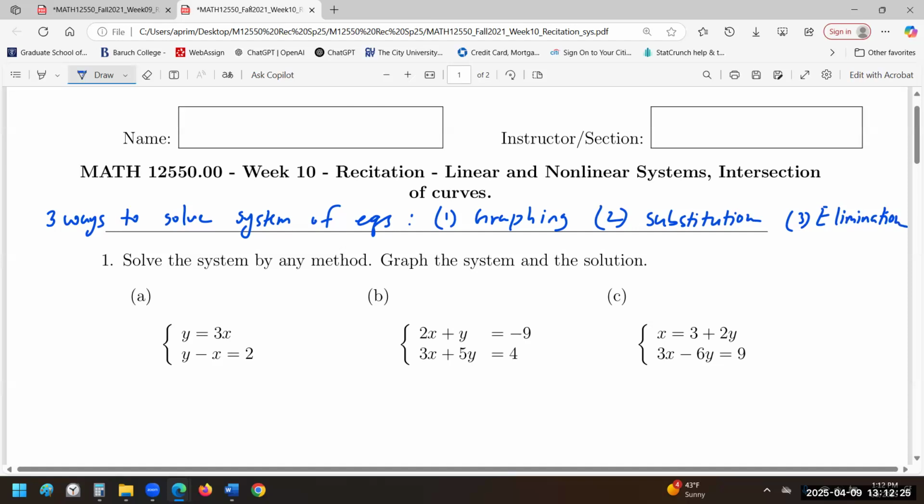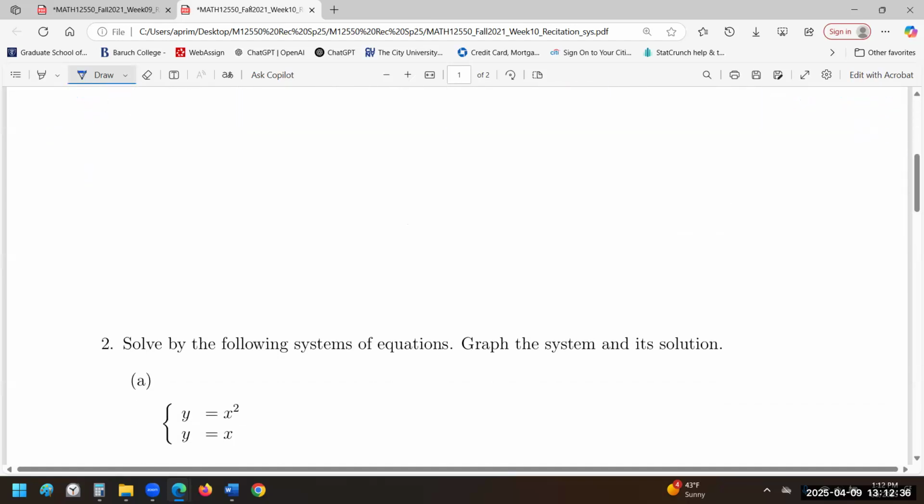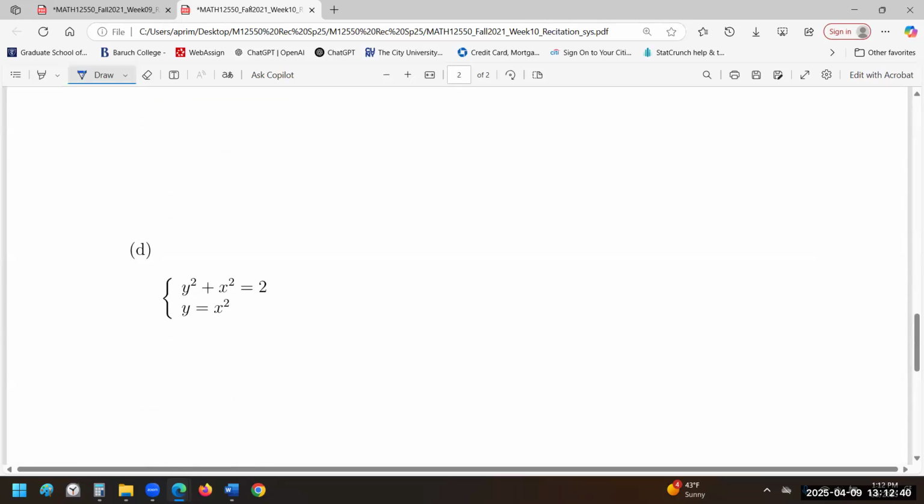So these are the three methods. If you forgot them, go refresh your memories about those three methods. Let me show you one from question 1 and question 2.